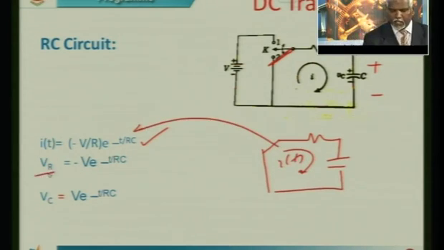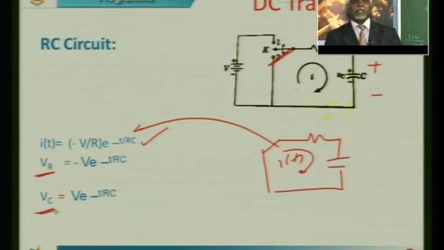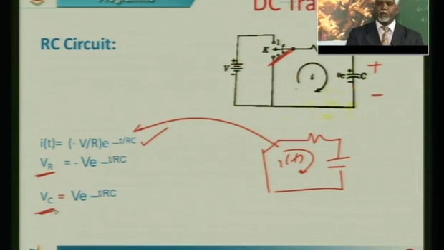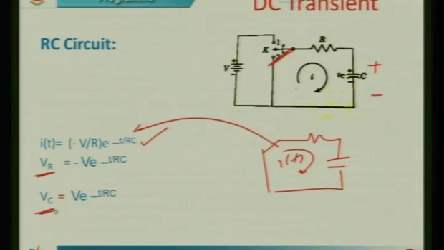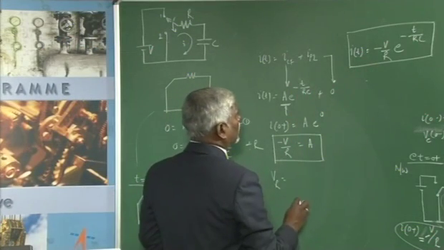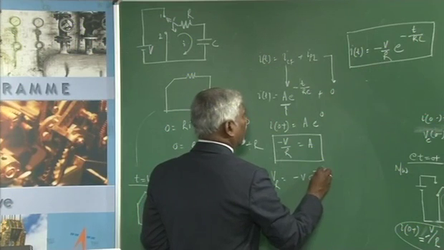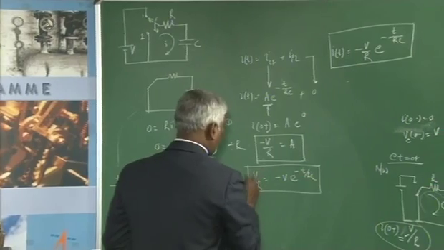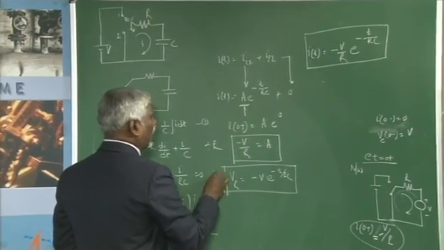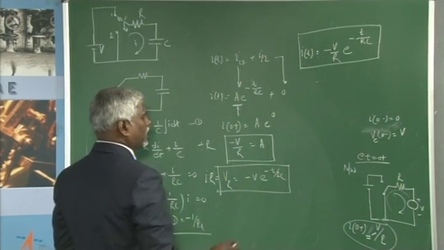What about VR and VC? In this loop, the sum of the voltages across the resistor and capacitor has to be 0. Therefore, if you see what VR is, VR is I into R. So it is minus V e to the power of minus t by RC, because VR is I into R. I have an expression for I, R cancels, so I am left with minus V e to the power of minus t by RC.